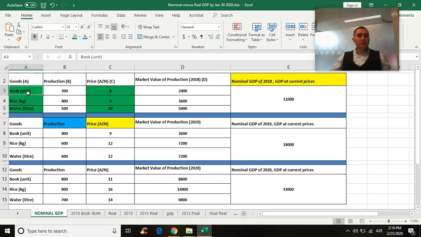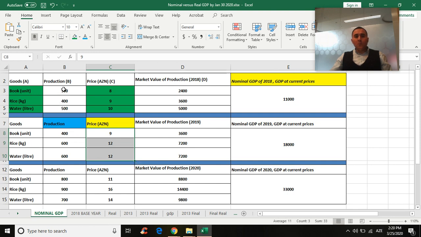Let's assume that there's a very intellectual society. They are producing rice, they are eating rice, they are drinking water, and they read books. These are the physical amounts of production which we want to measure. Also, here we have the current prices for each year.